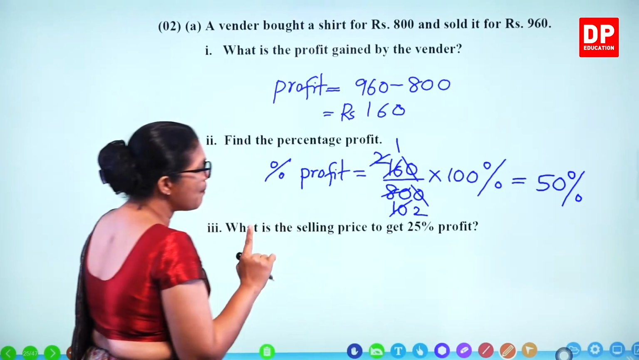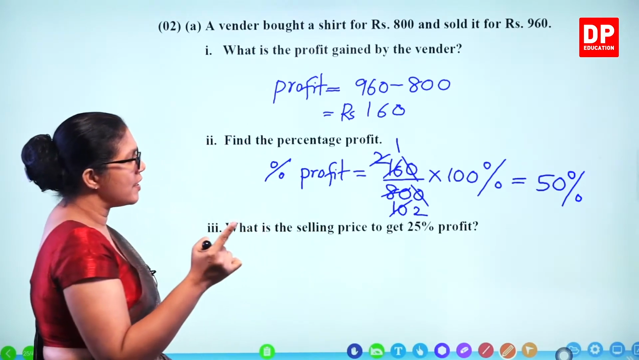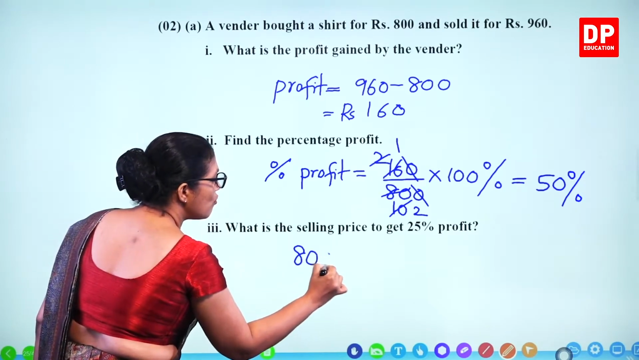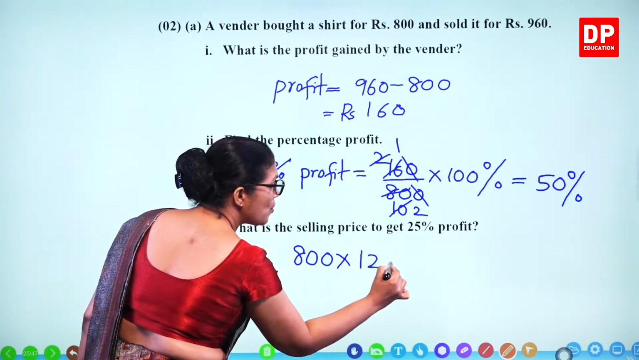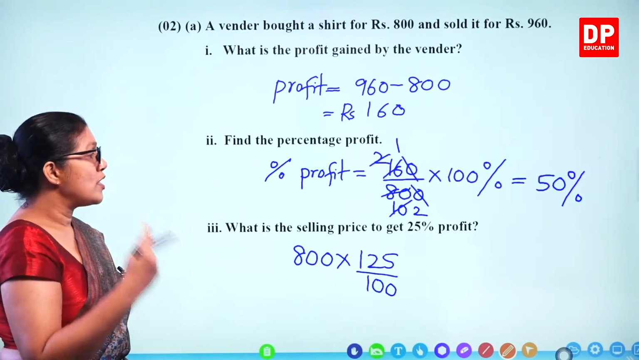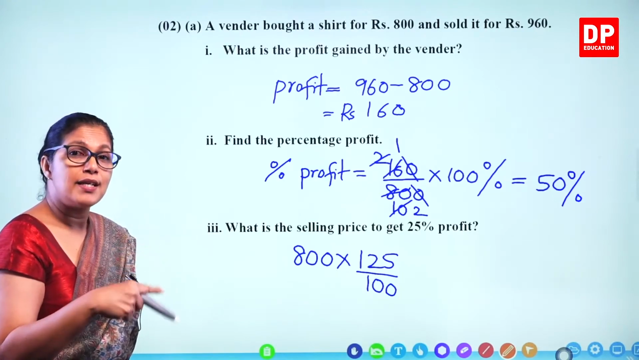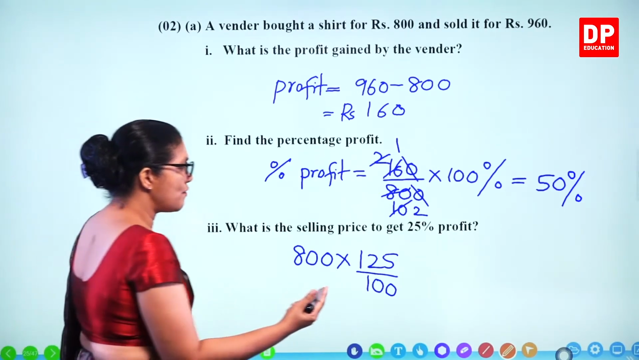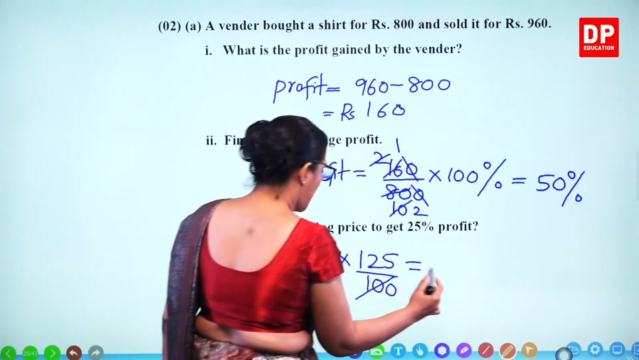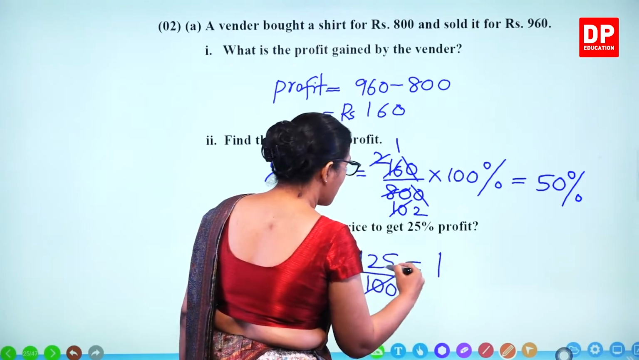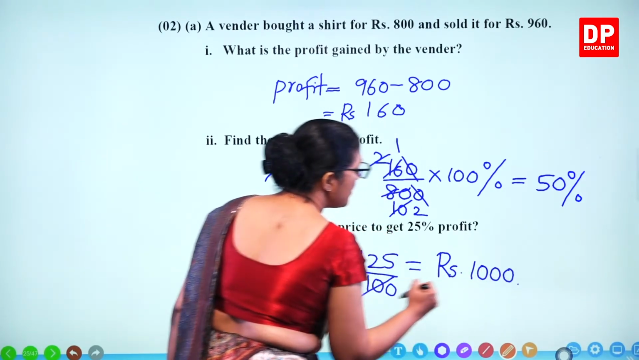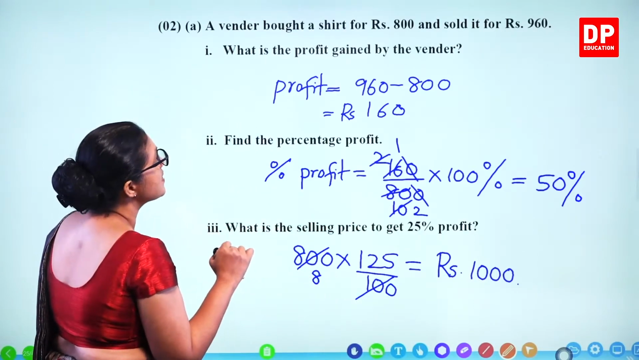What is the selling price to get 25% profit? So if the buying price is 800, you have to multiply by 125 over 100. Because if you buy for 100 with 25% profit, you have to sell it for 125. 8 times 125 is 1000 rupees. That should be the selling price.